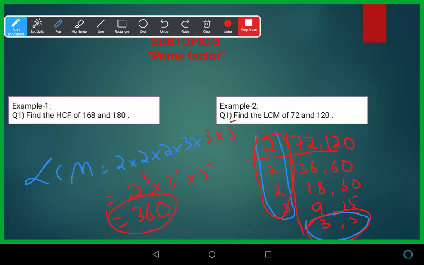So I hope you get the concept of how to solve LCM and HCF, what prime factors are, and how to solve LCM and HCF using prime factorization. I hope you understand each and everything. If you have any confusion, you can ask me the question.